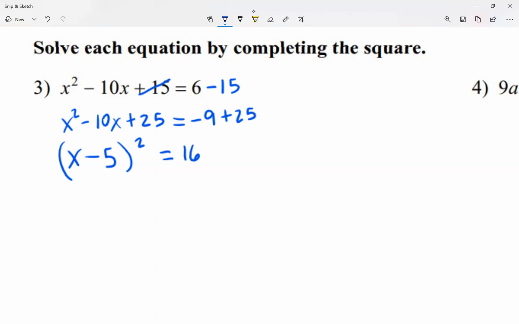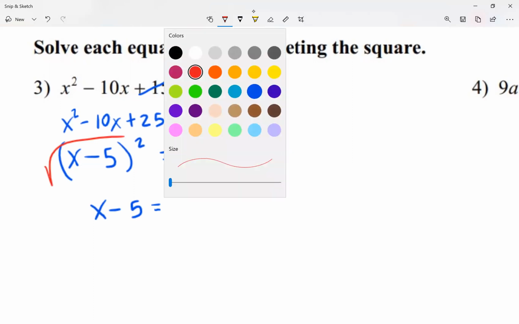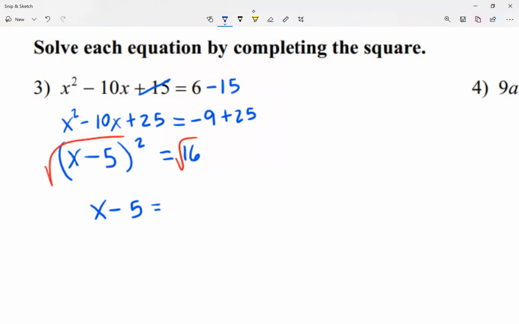Now I want to get rid of the square. I want the left side to just be x minus 5. So think about it. How do you undo an exponent? In this case, the way I'm going to undo an exponent is to take the square root. So what's the square root of 16? Let me include positive or negative 4. The square root of 16 is 4, but also -4. I am including both cases, positive and negative 4.